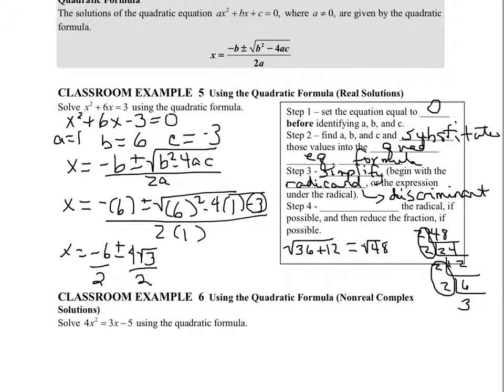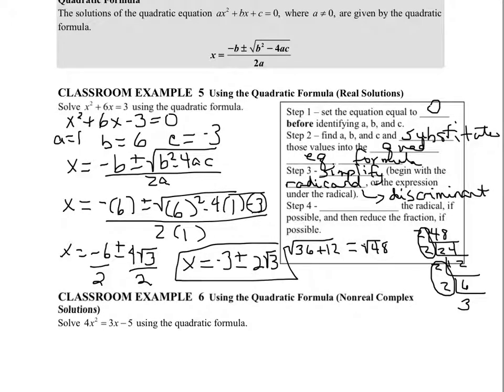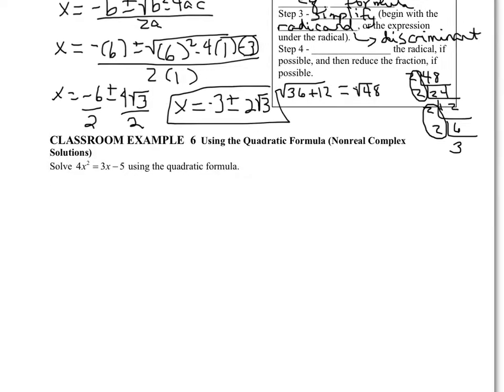But notice this is going to clean up nicely for us, because the rational part, negative 6 divided by 2, is a negative 3. 2 is the common factor. Plus or minus. In the second, the irrational part, 4 divided by 2 is 2, and I have 2 times the square root of 3. My answer would be x equals negative 3 plus or minus 2 times the square root of 3. That would be an example of how to use the quadratic formula and simplify a radical.